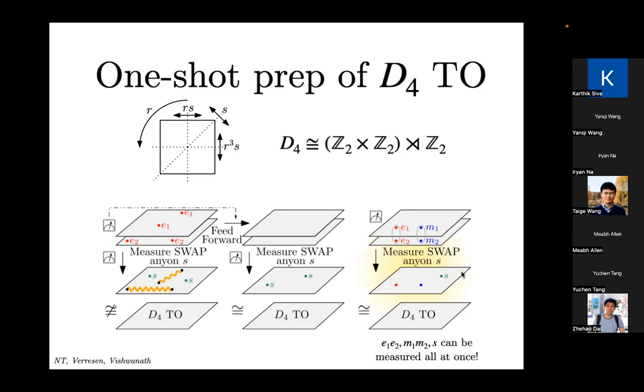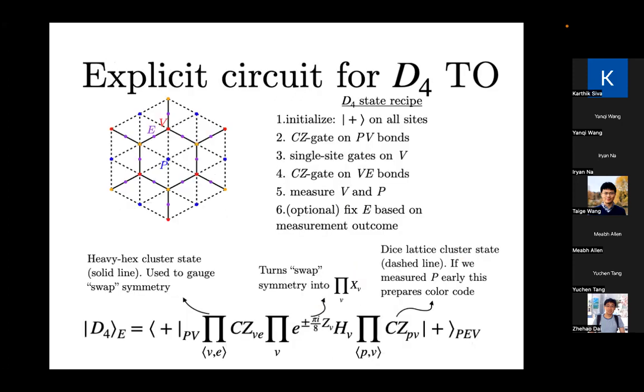How complex is that operator? Is it volume maximum? That's what I'm going to talk about next. So here is your cookbook to prepare D4 topological order. You can just go through these steps. It only requires two-body interactions, which are control-Z gates, and single-site gates. At the end of the day, you measure certain qubits, and whatever is left will realize D4.